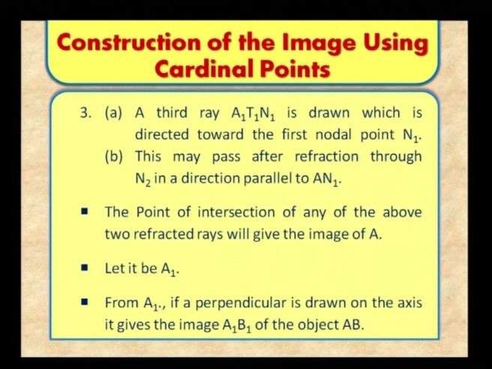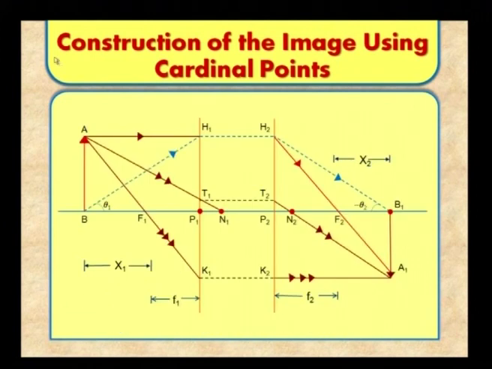A third ray, AN1, is drawn which is directed towards the first nodal point N1. Obviously, N refers to the nodal point, and P refers to the principal points. N1 refers to the first nodal point, N2 refers to the second nodal point. Similarly, P1 and P2 are the first and second principal points. This may pass after refraction through N2 in a direction parallel to AN1. The third light ray takes a route along this direction.